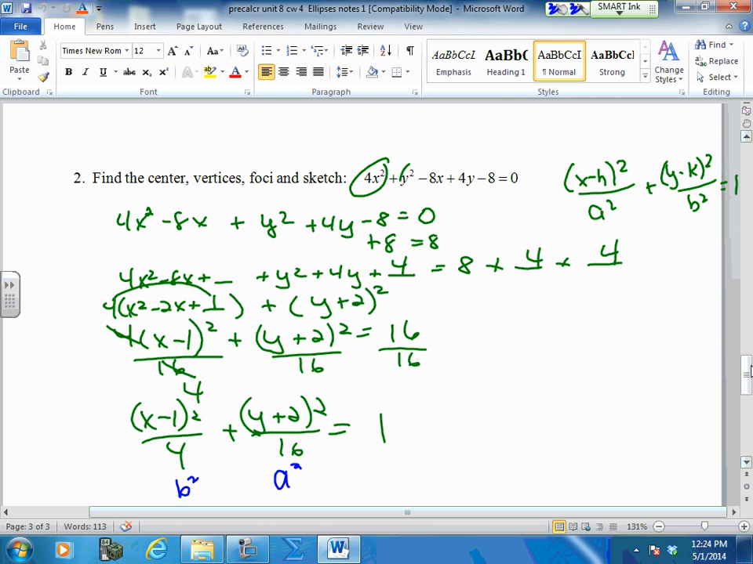This would be your b squared. So again, you're going to start with a, b, and c. What is the square root of 16? 4. That's a. What's the square root of 4? 2. Good. And so let's do this guy. c squared equals a squared minus b squared.